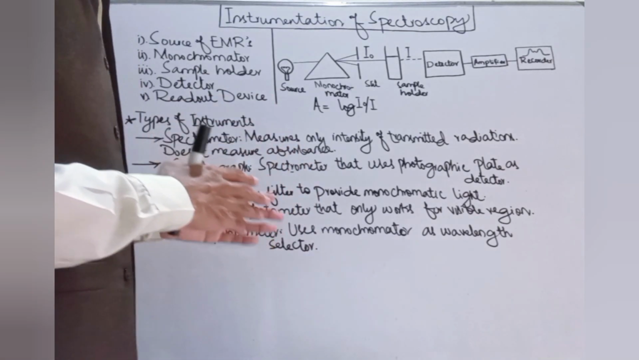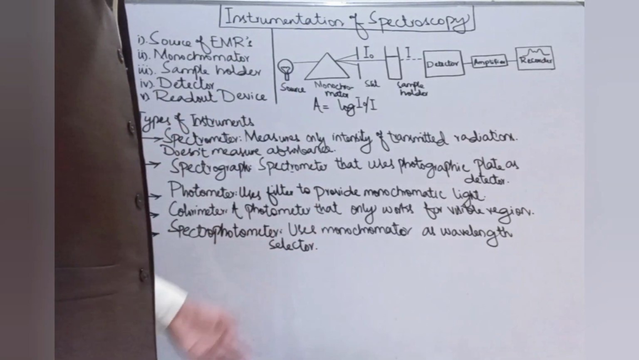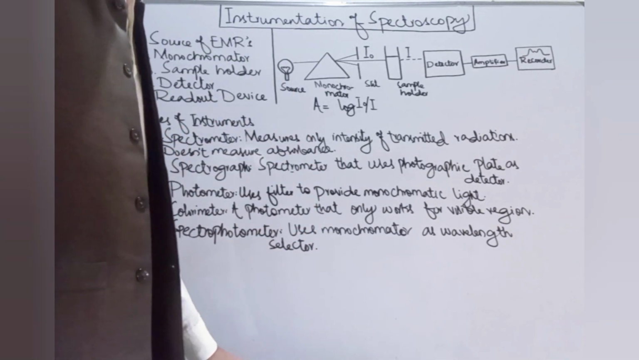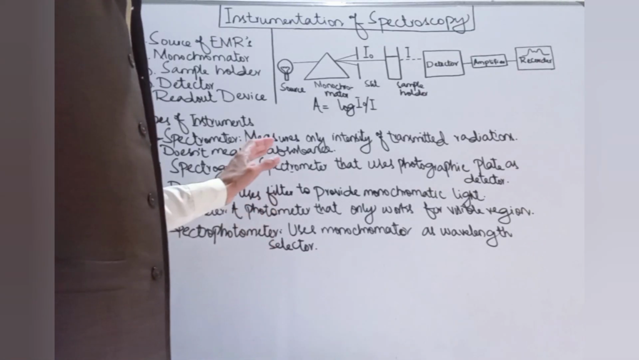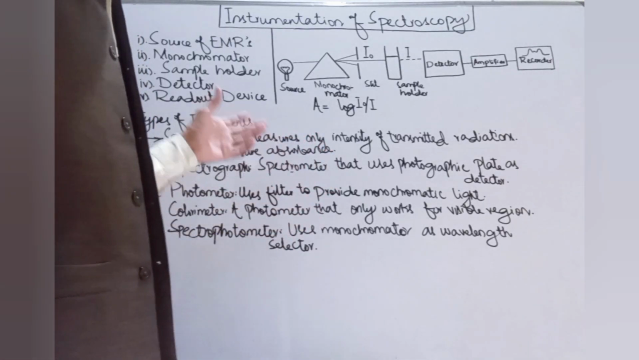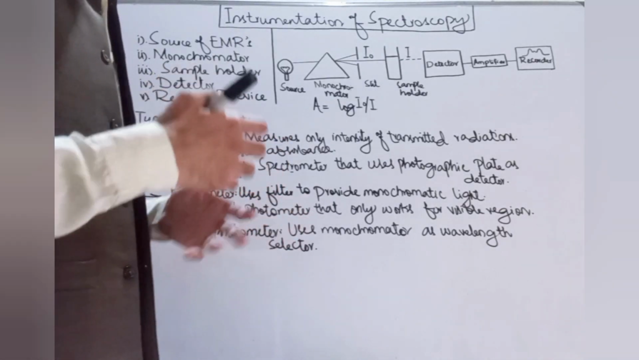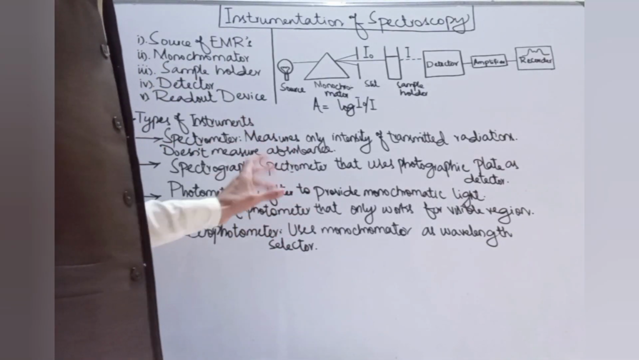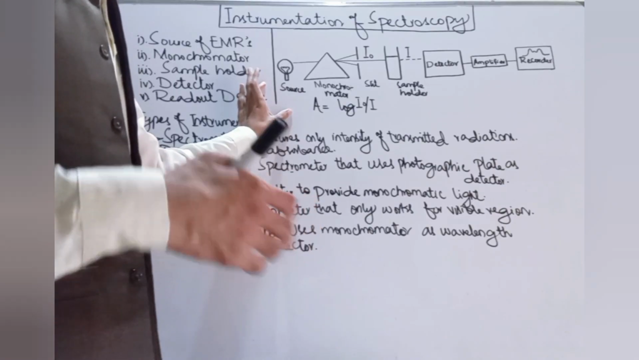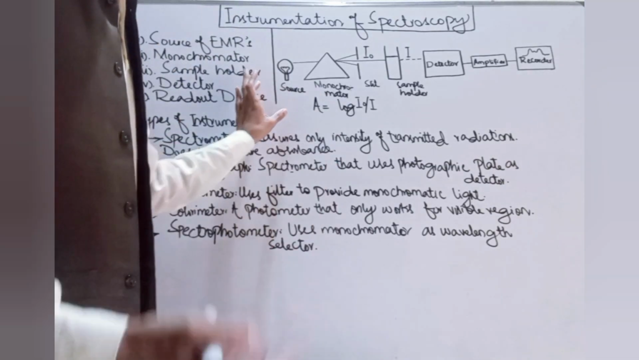But when we move toward the specific types of spectroscopies like UV visible, IR and NMR, certain variations are found because each and every type of spectroscopy is related with a different type of molecular transition, and different mechanisms are involved in the spectroscopic measurements.